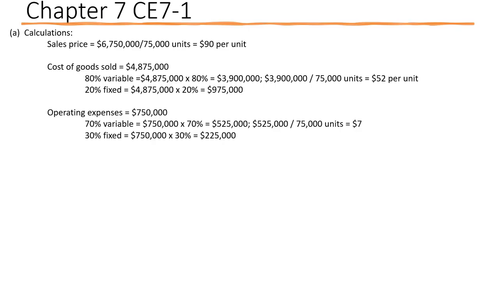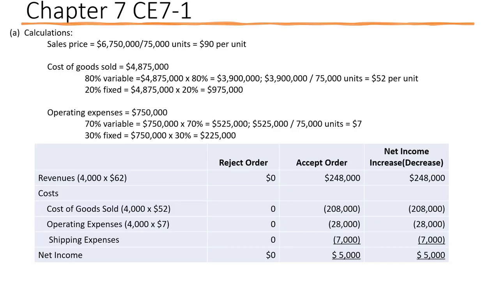So we're going to have our revenues. $62 per unit times the 4,000 units will be our revenues. And then we'll have our costs, and we're going to look at our variable costs for this. So we'll have cost of goods sold at $52 per unit, and our operating expenses at $7 per unit. Fixed costs should not change with this order because we're under capacity, so we don't have to expand or buy any new machinery. And then we have to include our shipping expenses as well. So that's that accept order column.